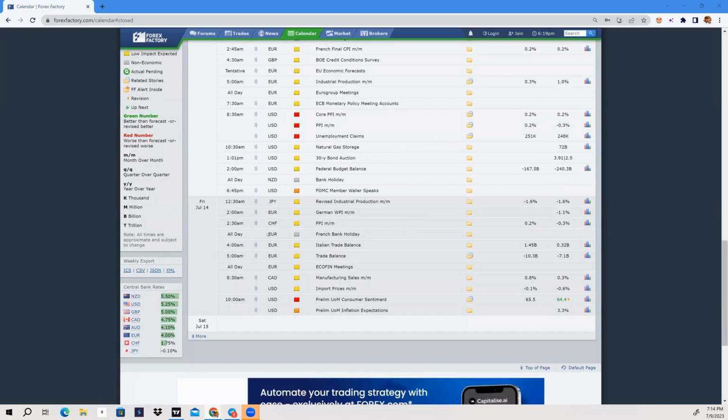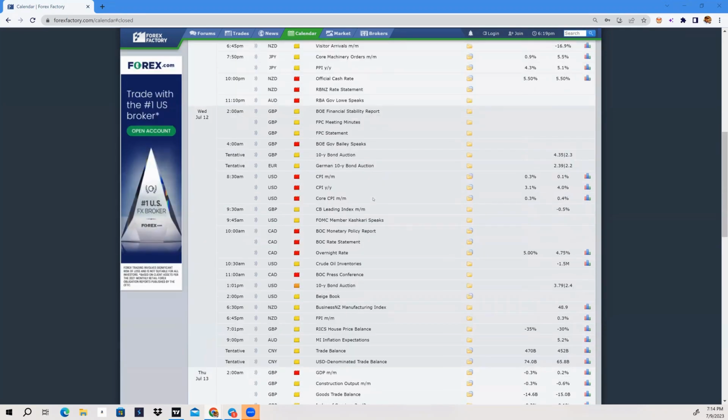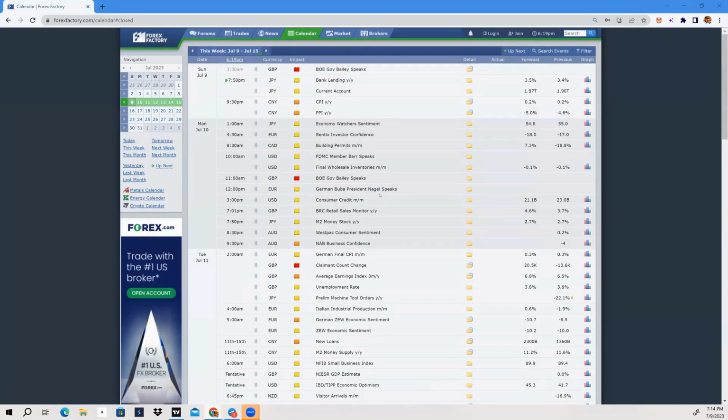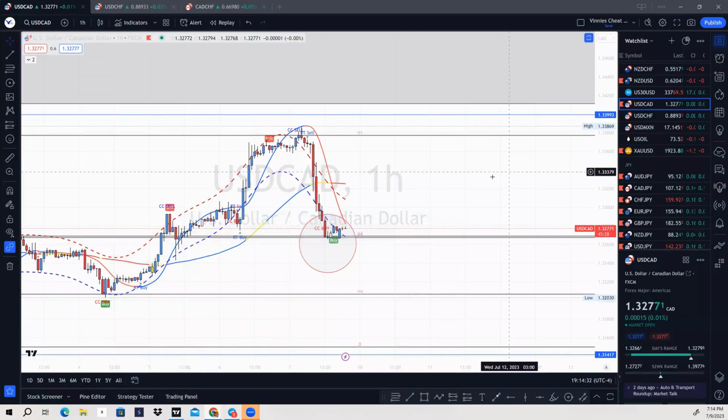Friday looks pretty quiet. The Euro French Bank will be closed. And then we have some USD news at 10 a.m. on Friday. So Thursday and Friday should be really big days. Okay. The reason why I like to look at the news is to be prepared to see which pairs I can be expecting to move this week in the market, right? So we look at the news. Now let's get back to the charts.